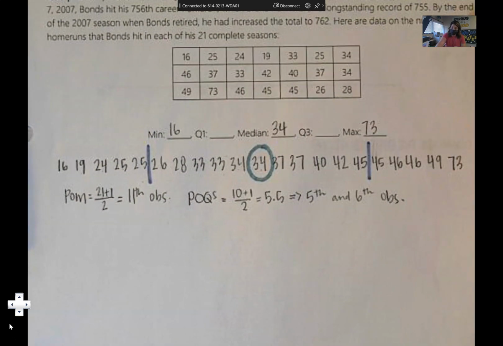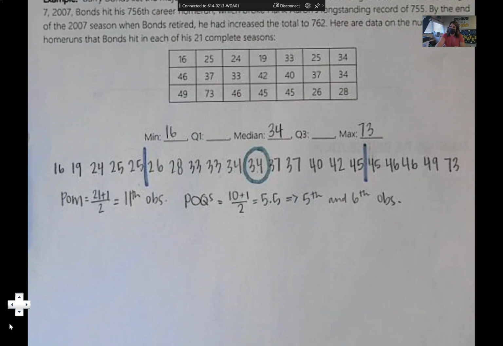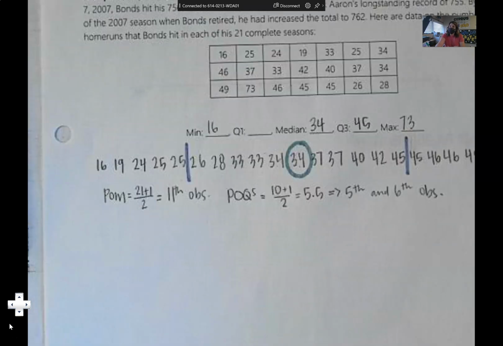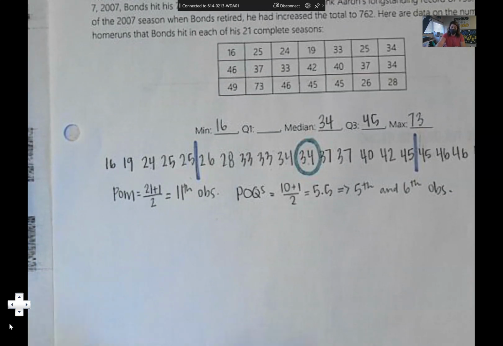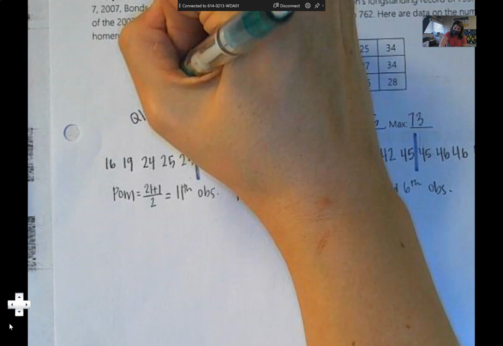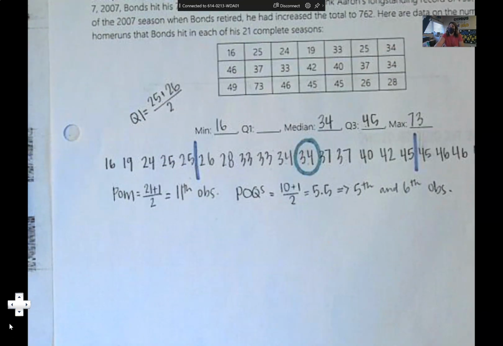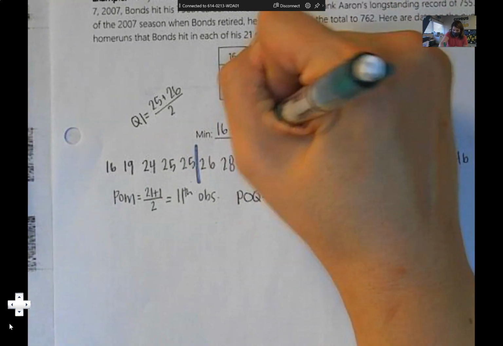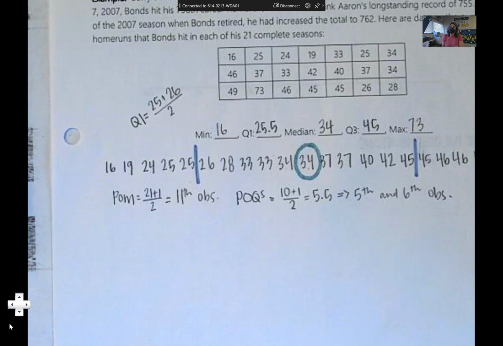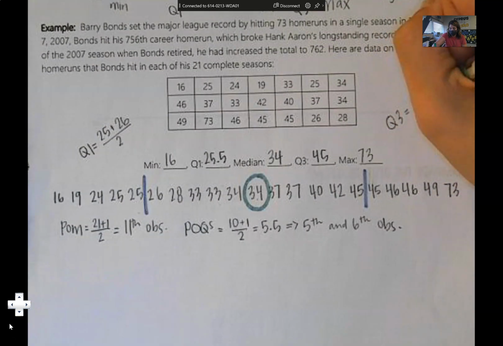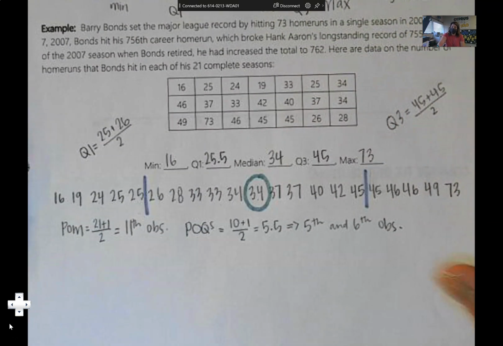Okay, so for our quartile 3, hopefully that one's easy for you. What is quartile 3? 45. Quartile 1, though, is between 25 and 26. So if you don't feel comfortable doing that in your head, you do 25 plus 26 divided by 2. That gives you the number in between 25 and 26. So what does that give you? 25.5. This also works for quartile 3. If you did 45 plus 45 divided by 2, you're going to get 45.